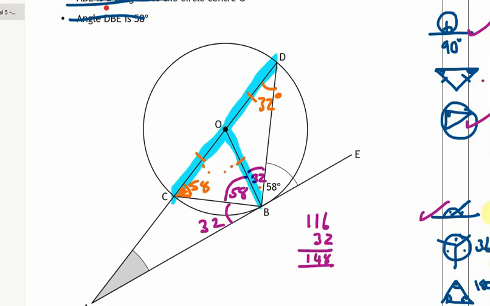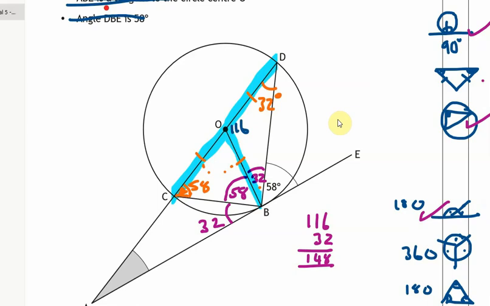Let me just rewrite them. Sorry about that. 180, 360, and 180. Okay. So if this angle is 32 and this is 32, that's 64. That would make this angle 116.